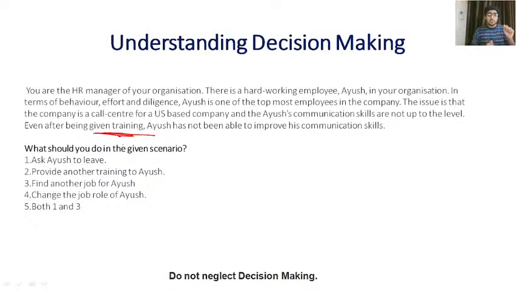Okay. So option number 1, ask Ayush to leave. A very, very extreme option. I would never go with such options in XAT. You cannot ask an employee to leave just because he's weaker in some segment. Option 2, provide another training to Ayush.